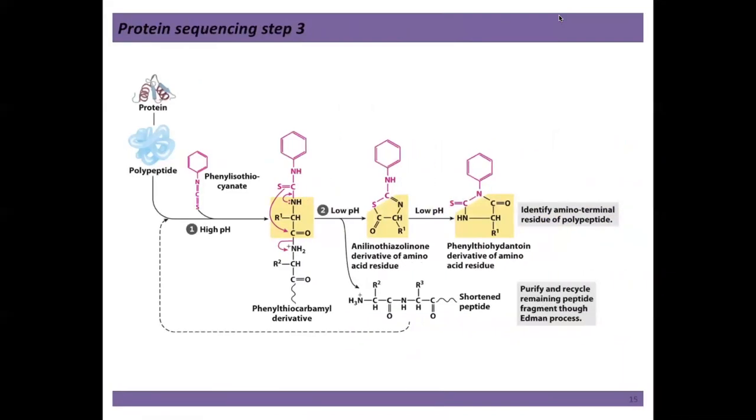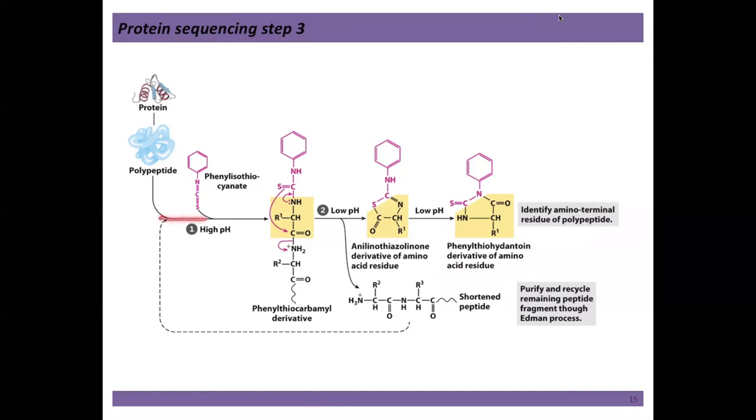So here's just another way of looking at it. So you take a protein, and if there's multiple chains or disulfides, you break them into the polypeptide. You often want them in smaller chunks. So this Edman N-terminal sequencing will sequence reliably up to 100 amino acids.